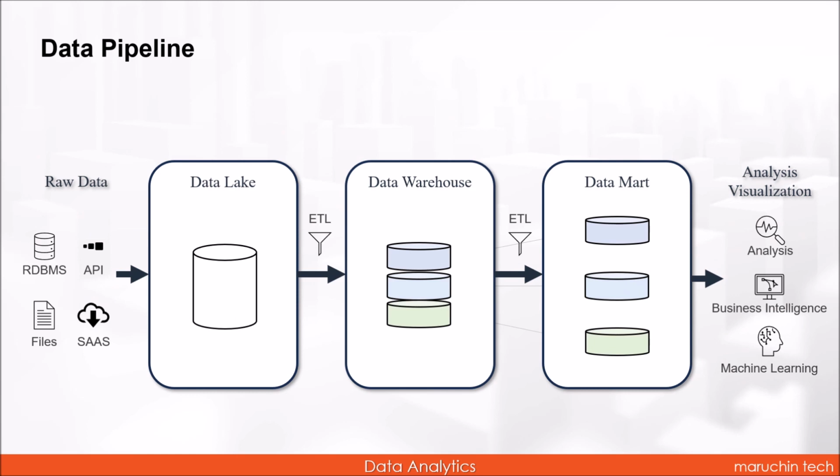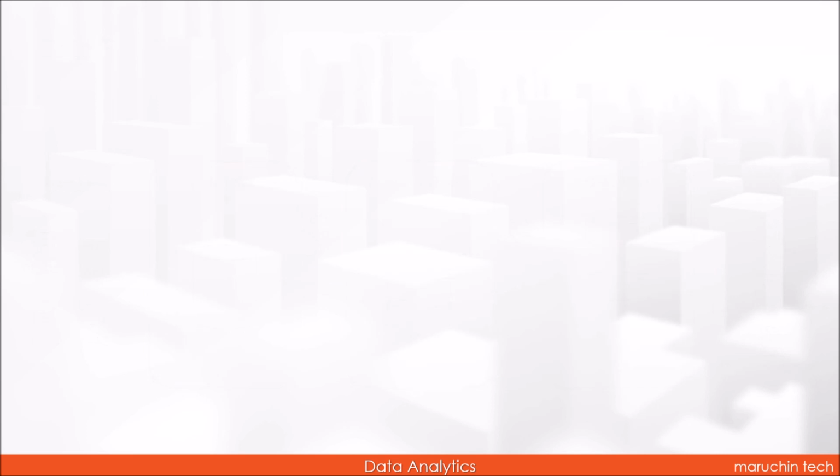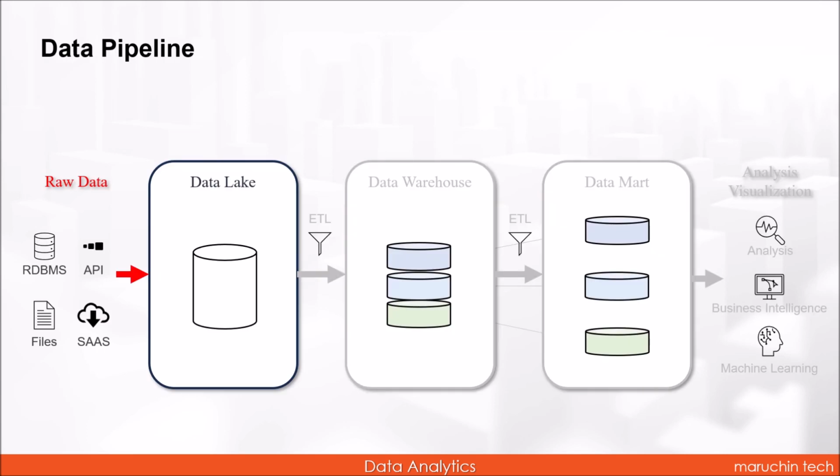The series of steps from collecting, processing, and analyzing data is called the data pipeline. And this is an image of a typical data pipeline. From the next page, I will present the details of each of these phases. I will explain each phase of the data pipeline.